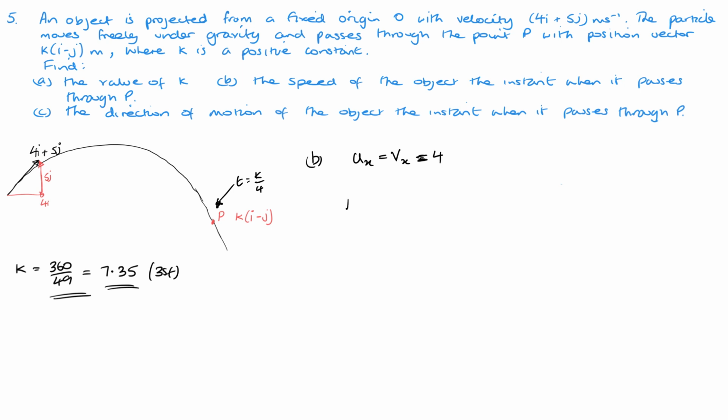So all we actually need to do is resolve vertically, where our initial velocity, sorry, that should be in the y direction, would be 5. Our acceleration is minus g. The distance we travelled is minus k, which we've worked out over here. Obviously, we'll use the full value there. And then we want to find our final velocity. So we've got V, U, A, and S, so we need to use V squared equals U squared plus 2AS. And from here, it should be fairly straightforward.